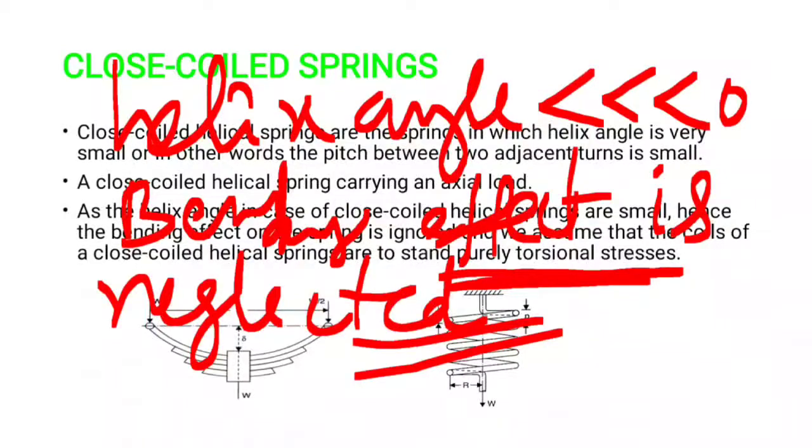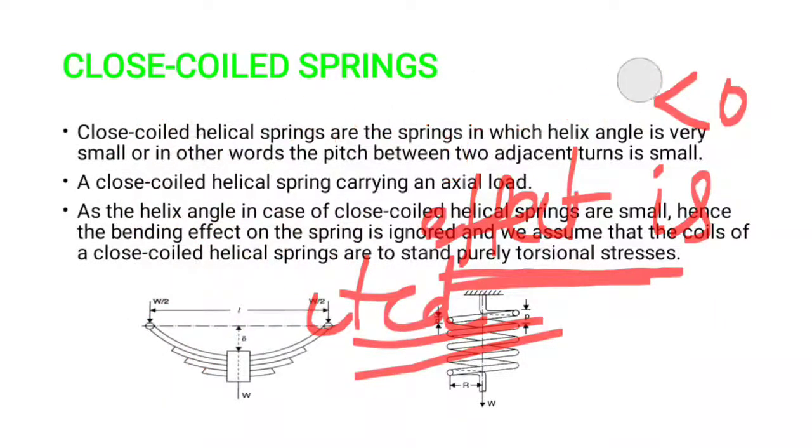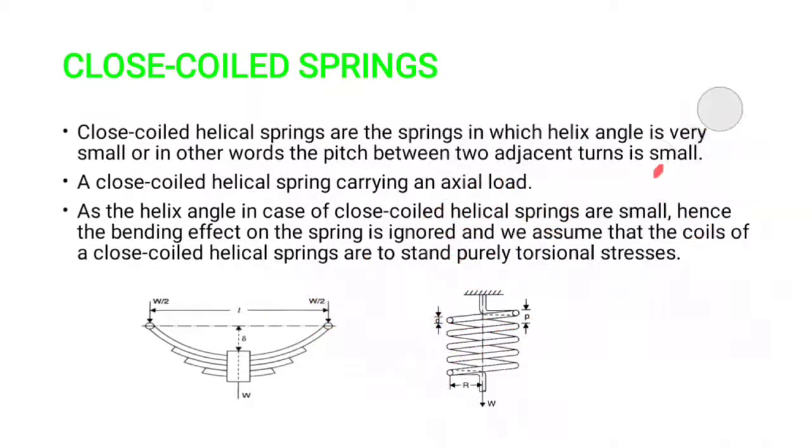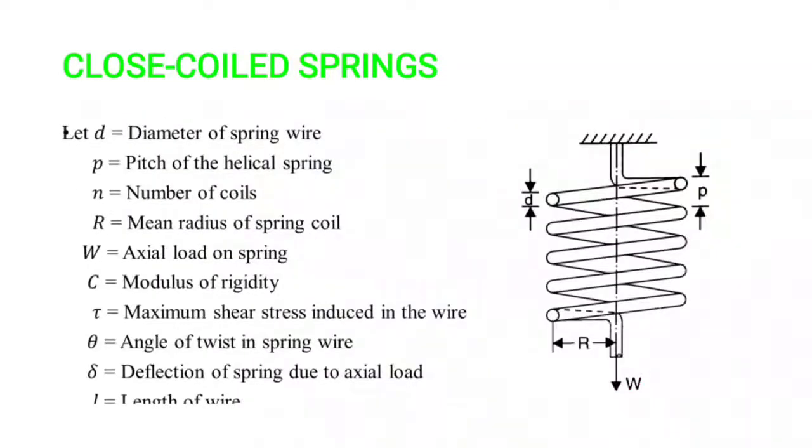We can observe here, this is the close coiled helical spring. Next we see the derivation for the close coiled helical spring, but the derivation is not needed. I will just give the formulas. Please remember the formulas. Those formulas are sufficient to solve the problems in the examination.